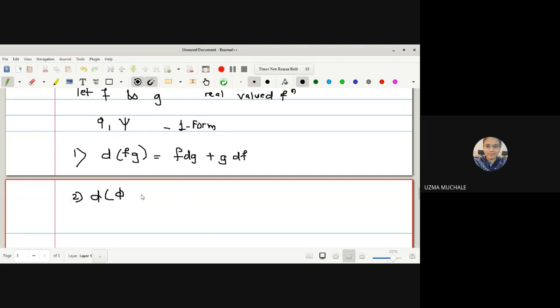d(phi wedge psi), we have to prove that this is equal to d phi wedge psi minus phi wedge d psi. Okay, now don't interchange the position, because अगर आप wedge product में position interchange करोगे तो it will change the meaning of that. F is a real valued function, phi is a one form, then we have to prove the result that d(f phi) is df wedge product with phi plus f d phi.